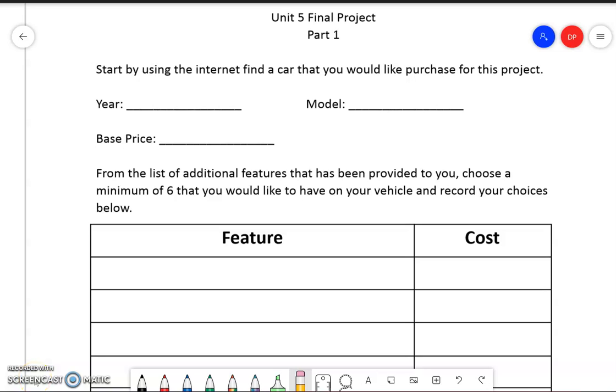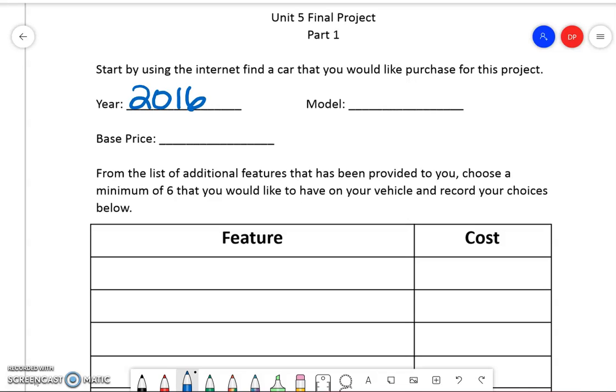Okay, here we go. We're going to start talking about part one of your final project for the unit we've just finished dealing with cars. We're going to start by using the internet to find a car that we'd like to purchase for this project. So all that means is hop on the internet, find a car you want. Maybe it's a 2016 Honda CR-V. That's what I'll use for this example.